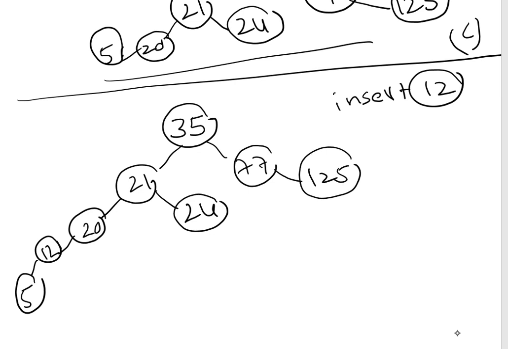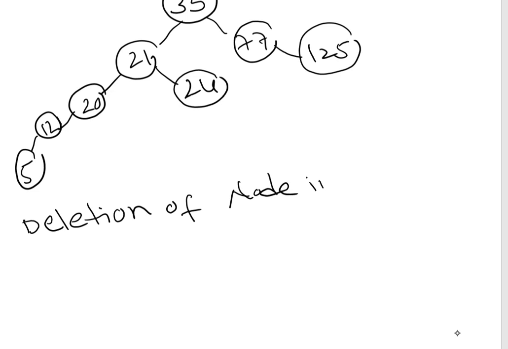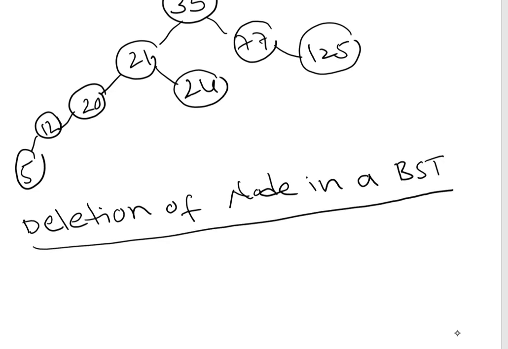Now I want to delete. We will go in reverse now. We will go to deletion now. Deletion of a node in a binary search tree. I want to delete 12. What will be the tree?